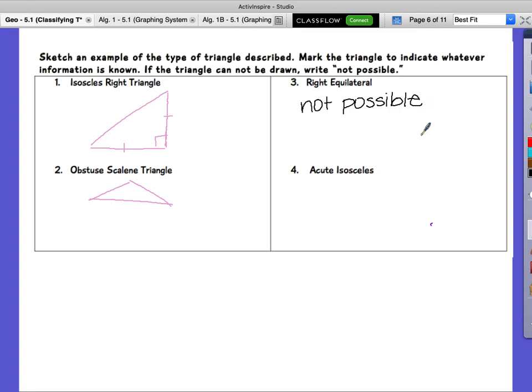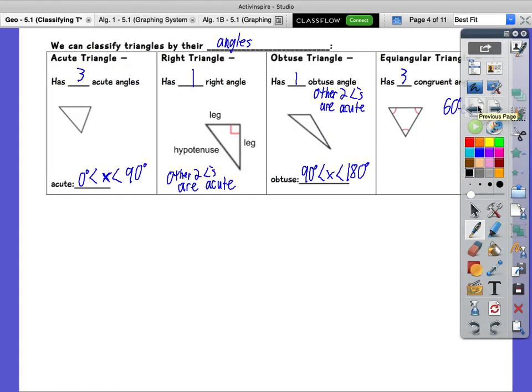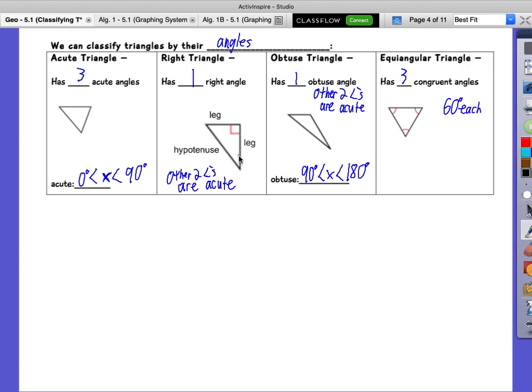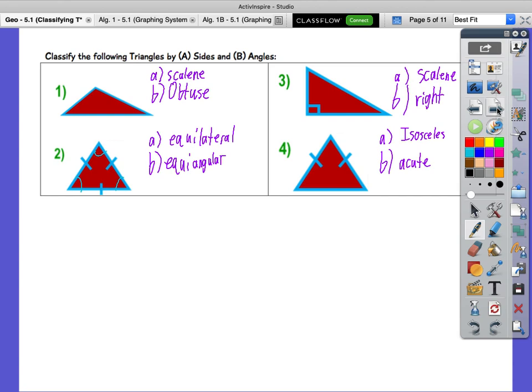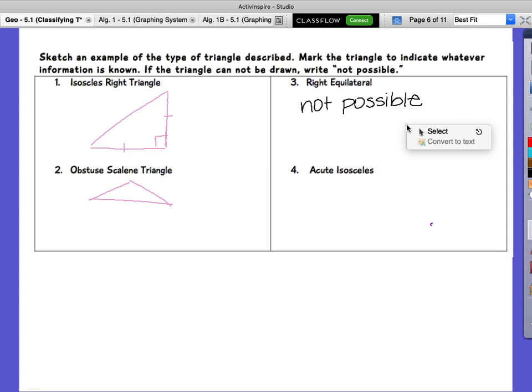No, like the other side has to be longer than the other two. One side has to be longer than the two? Okay, so she's saying for a right triangle, one side has to be longer than the other two, which is absolutely correct. Call it the hypotenuse. So if one side is longer than the other two in this right triangle, we can't have the other two be the same. You can't be both. That's exactly right. Also, an equilateral triangle ends up being 60 degrees each, and they can't be 90 degrees each.